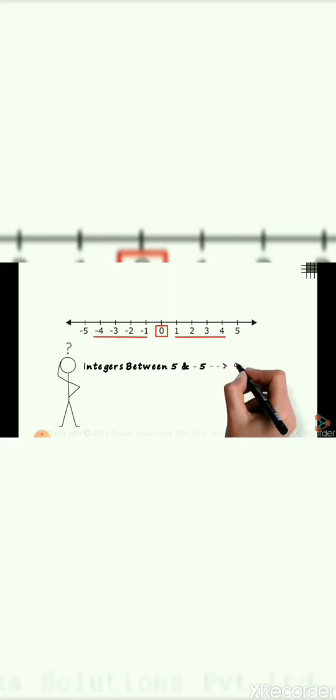Our next topic is rational numbers between rational numbers. How to find out rational numbers between rational numbers. Let me ask you a question. How many integers exist between 5 and minus 5? We have 4 on the positive side, 0 and 4 on the negative side. 9 integers in all.